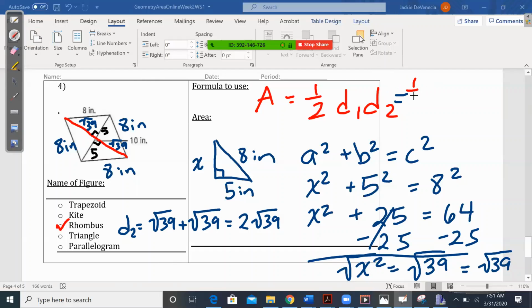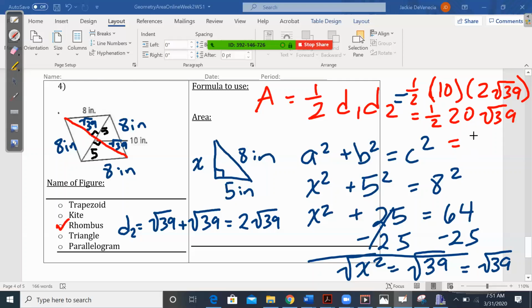So I have my 1/2. D1 was 10. D2 was 2 square root 39. 1/2 times 20 square root of 39. And half of 20 is 10 square root 39. Okay. Oh, and I need to put in my inches squared. So inches squared. There you go. So at the end, I got my area. It's 10 square root 39.